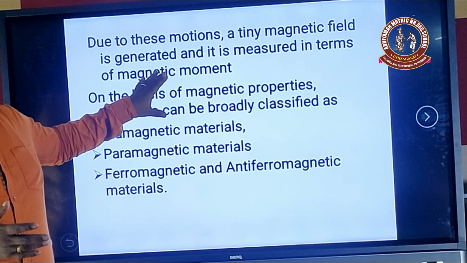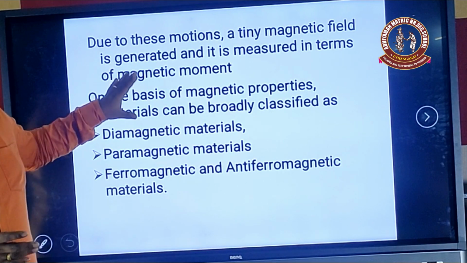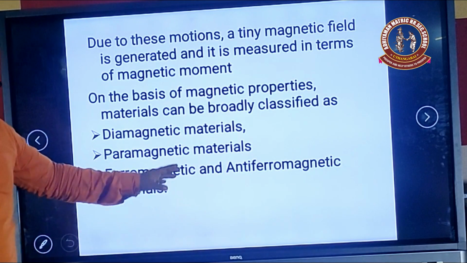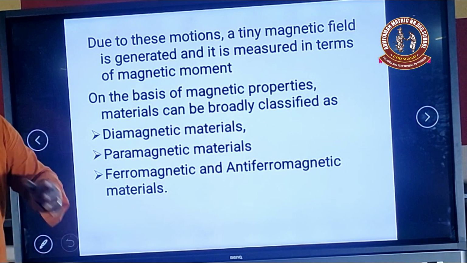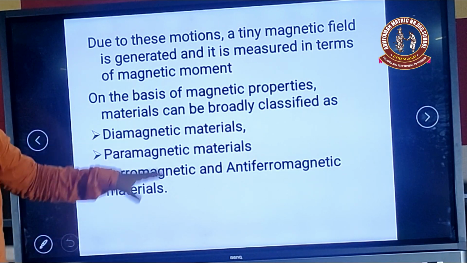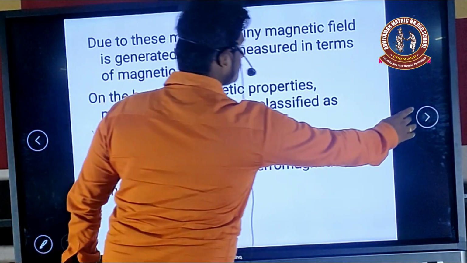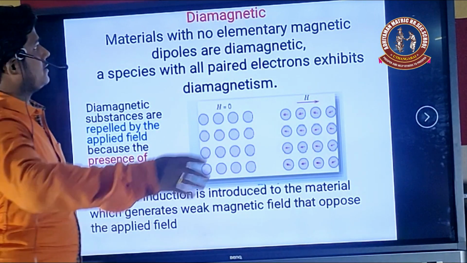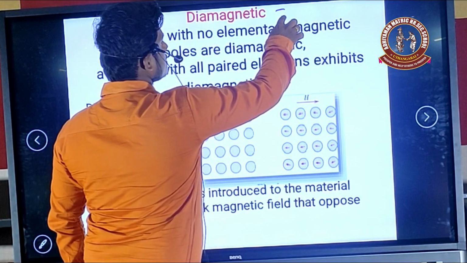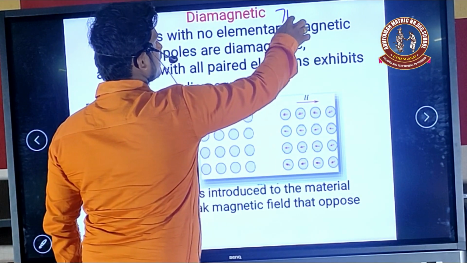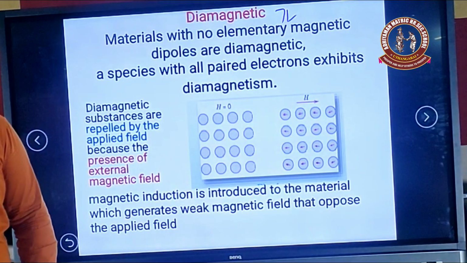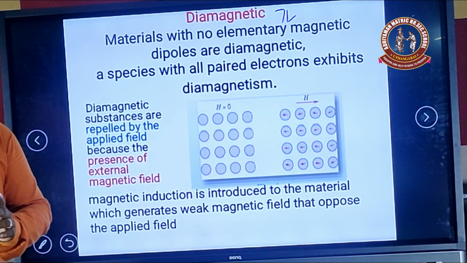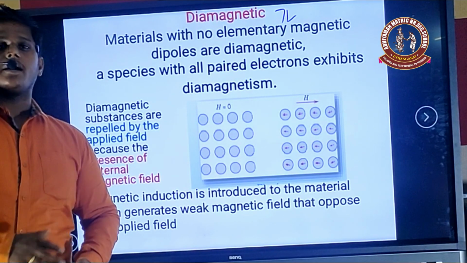On this basis, magnetic materials are classified as diamagnetic, paramagnetic, ferromagnetic and antiferromagnetic. These are four types. Let us discuss one by one. First of all, diamagnetic. What is diamagnetic? Diamagnetic means the presence of paired electrons. The presence of paired electrons, or no unpaired electron, is called a diamagnetic character.